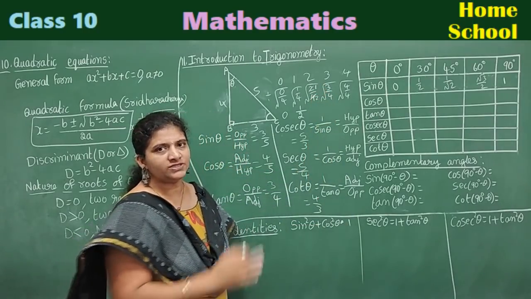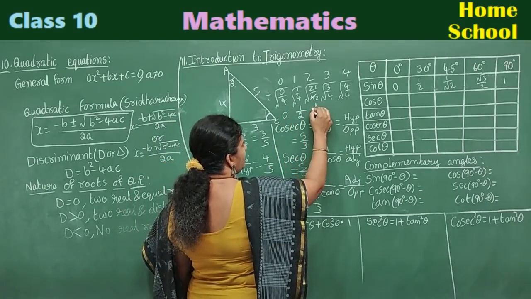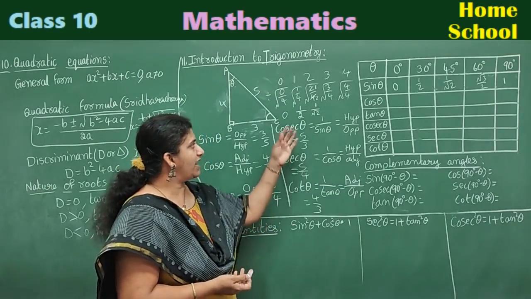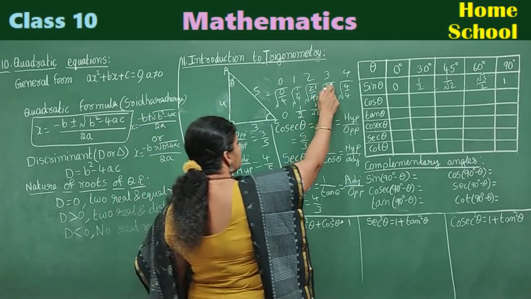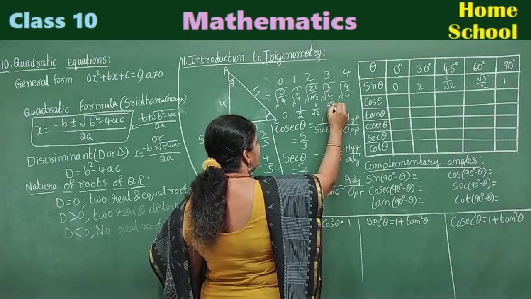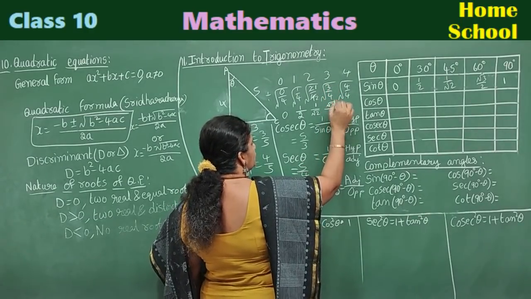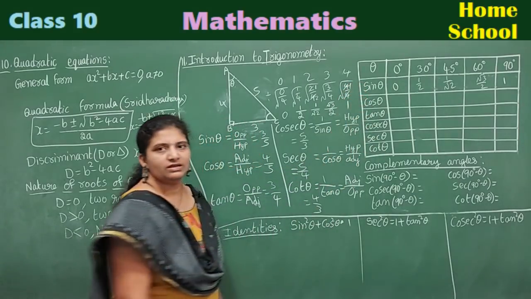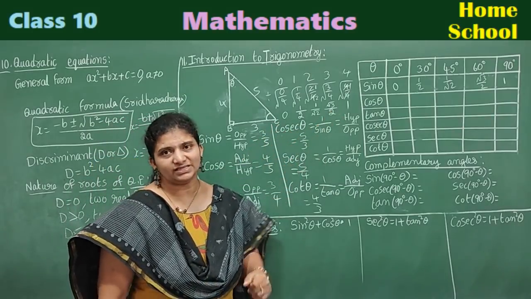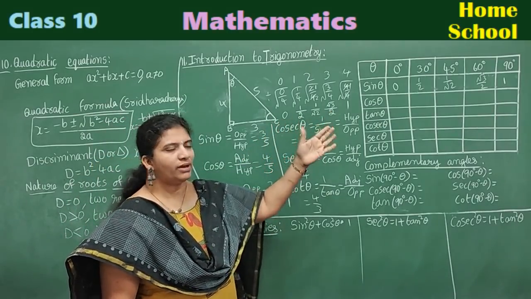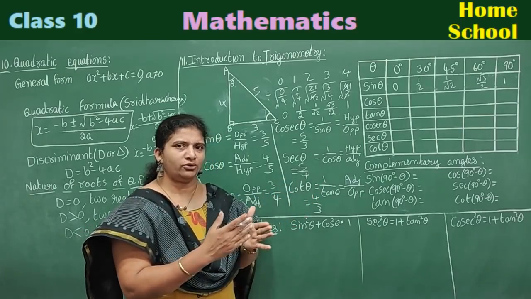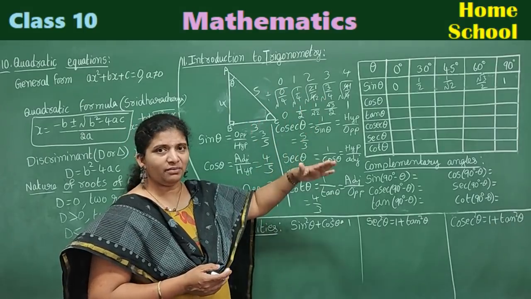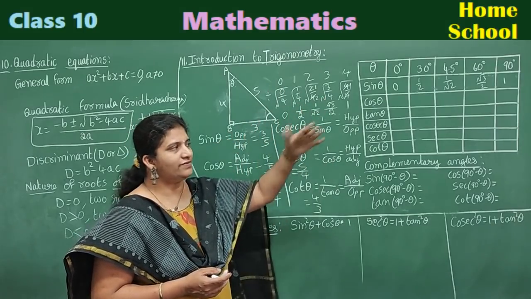Root of 1 by 2. Split the root. Root 1 value is 1, and root 2 I cannot split. Root 2 I cannot simplify, so as it is I will write. Then coming to the next one, split the root: root 3 and root 4 value is 2. And now in the same manner, 4 by 4 is 1, root 1 value is 1. This is the way you get your first line. If you want to remember directly, 0, 1 by 2, 1 by root 2, root 3 by 2, 1, you can remember. Or 0 to 4, divide by 4, square root, you get the first line.